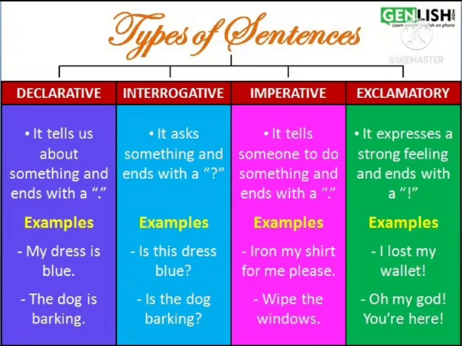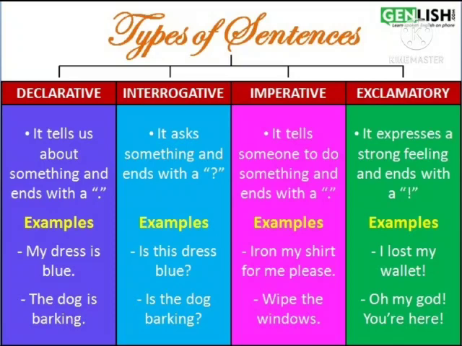Next we have interrogative sentences. By name it is clear. Interrogative, it asks something. It asks something, which means question based, and they end with the question mark. You are familiar with the word interrogative. Interrogative sentences are those sentences which ask questions, and they end with the question mark. It's their characteristic feature.